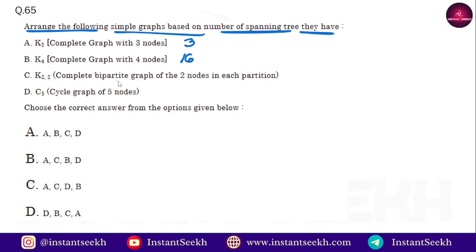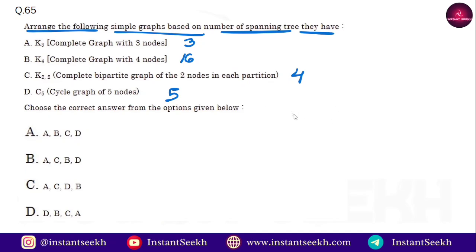The complete bipartite graph K2,2, with 2 nodes in each partition, has 4 spanning trees. A cycle graph of 5 nodes has 5 spanning trees. Okay, so what we have been asked is to arrange the simple graphs based on the number of spanning trees they have.